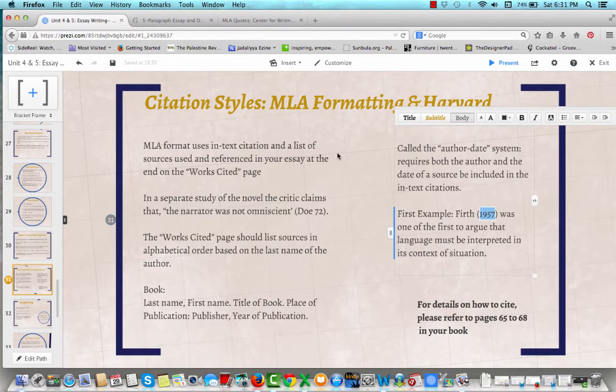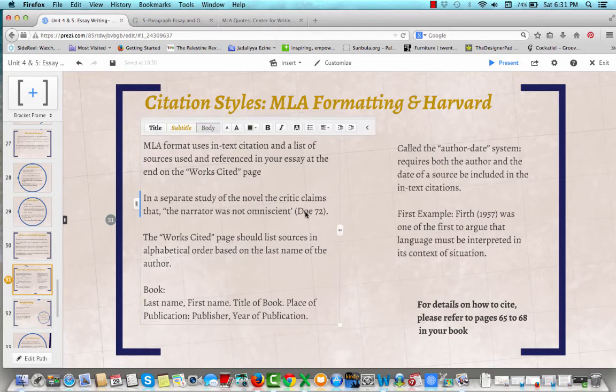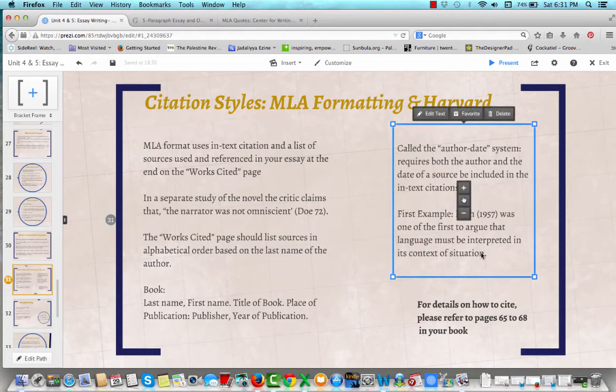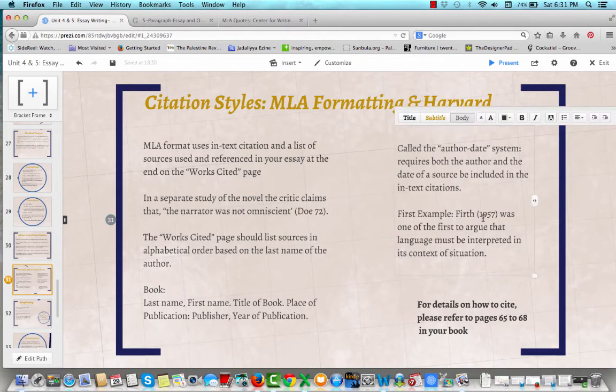So that's it. Between the two, all right, know that the MLA is the last name, and then it's the page number. This is in text. Again, the Harvard is the author date, which means you need the author, the date, right, and the page number. But we're going to go through that in a bit.